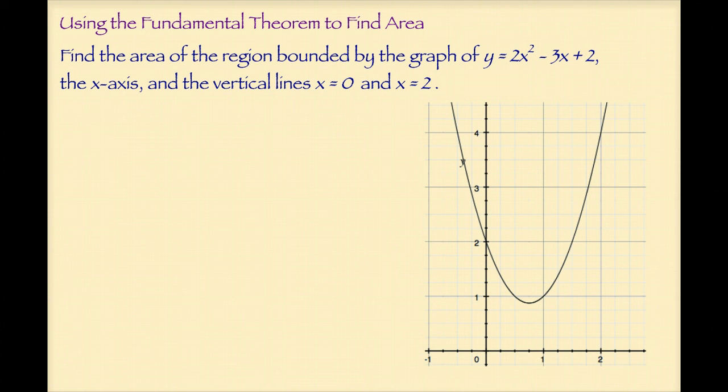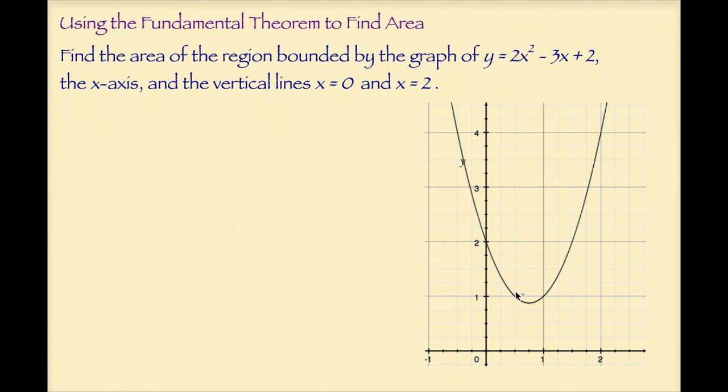Using the fundamental theorem to find area. Find the area of the region bounded by the graph of y equals 2x squared minus 3x plus 2, the x-axis, and the vertical lines x equals 0 and x equals 2. Essentially, this is given to you as a problem in which you are to find area. It's not already set up as a definite integral for you. So the extra step here for you is to set up the definite integral.